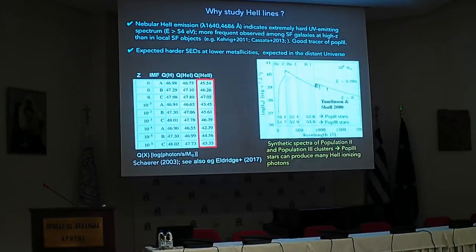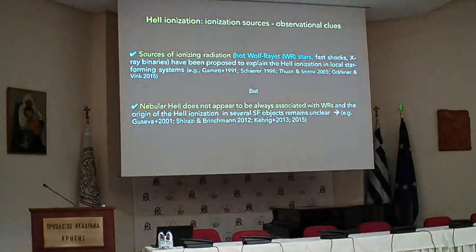The synthesis has provided the budget of Lyman continuum photons and helium-2 ionizing photons. You see that when metallicity goes down near zero, there is a boost of the ionizing properties of the clusters. And this is very important. Helium-2 is a good tracer of this part of the spectrum, and therefore a good tracer of possible Population III or any other population in the early stages of the universe.